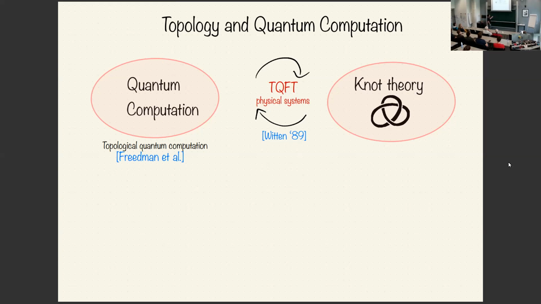On the other hand, Freedman and collaborators, using ideas from topological quantum field theory and axiomatic formulation, came up with a new model of quantum computation that turned out to be equivalent to the circuit model, but it's a different way of thinking about quantum computation. And so my point here is that these physical systems give an integral relation between questions in topology and aspects of quantum computation.